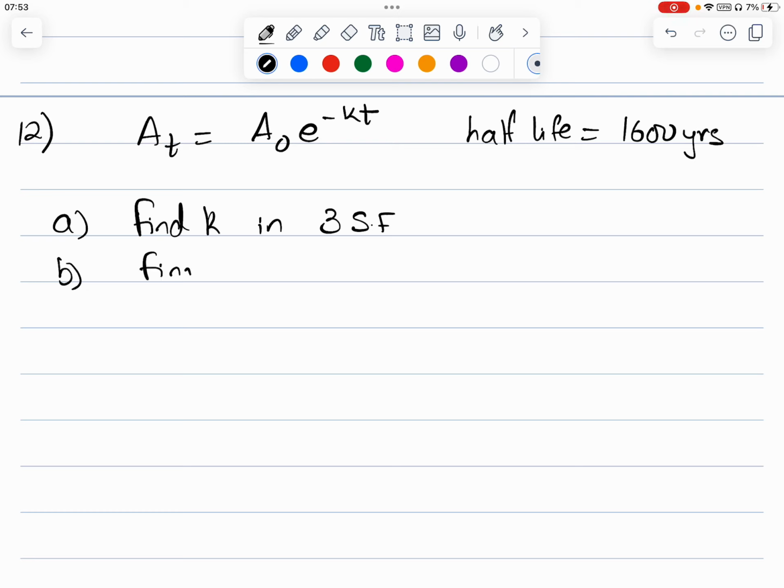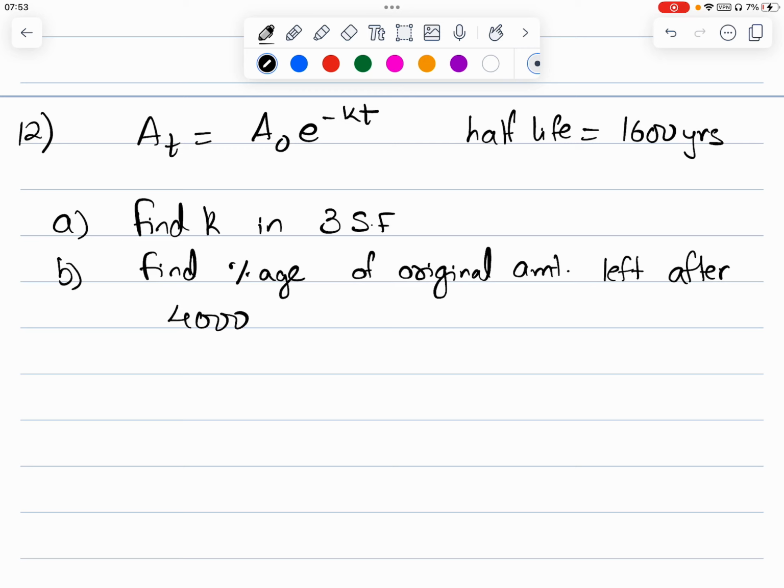find the percentage of the original amount left after 4000 years.